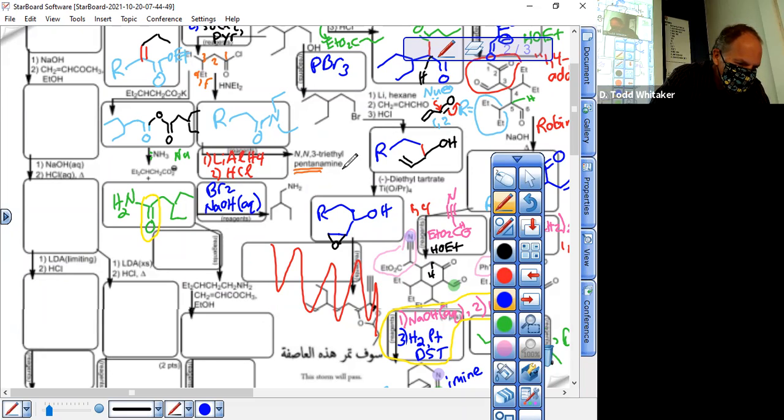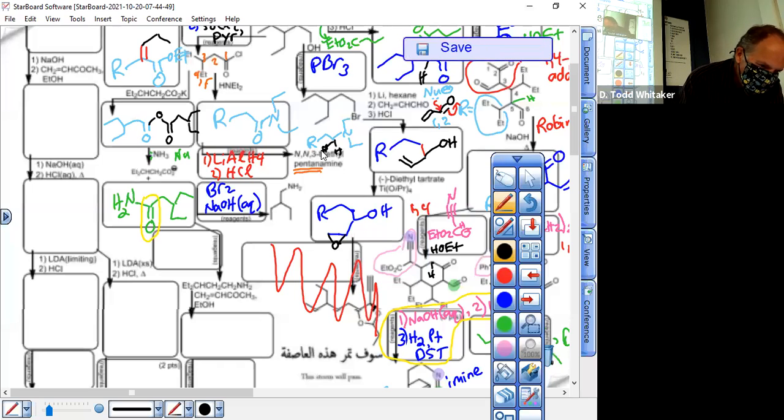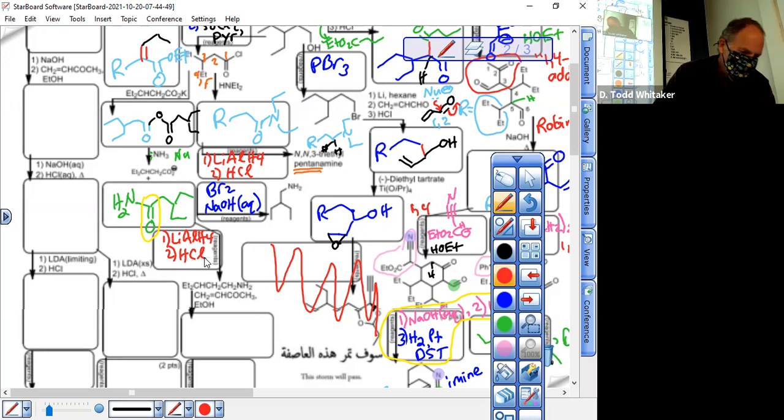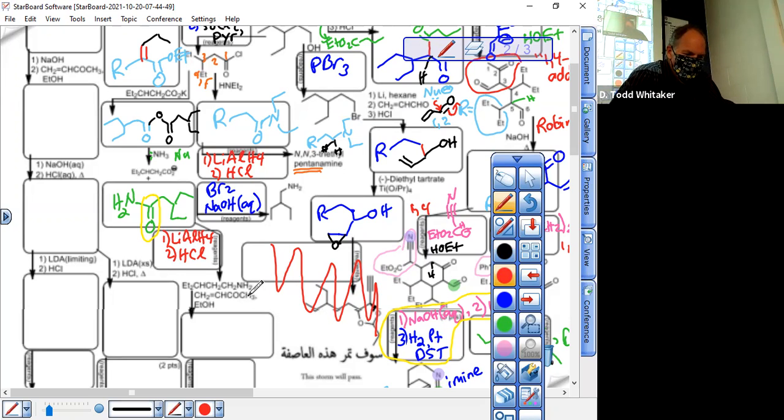Yeah. The pentanamine. Here. You didn't see me draw it, so you weren't happy. You got two new H's on here. Right. Those are H's. Lithium aluminum hydride followed by HCl. So those are the two ways to get an amine from an amide. Reduce it, you get the same number of carbons. Do a Hofmann, you get one less carbon.